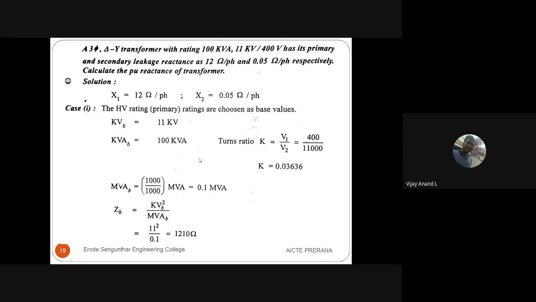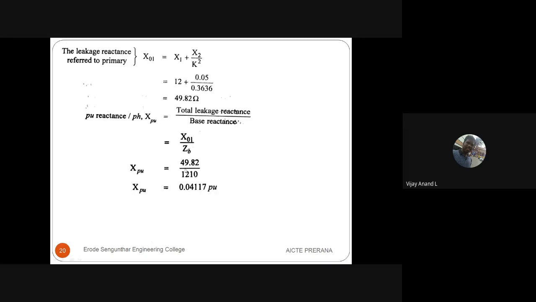Per unit reactance per phase, denoted by XPU, is equal to total leakage reactance divided by base reactance. So total leakage reactance is nothing but X01 divided by ZB. X01 value is 49.82 and ZB value is 1210. Just substitute and calculate with the help of a calculator. We will get an answer of 0.04117 per unit.